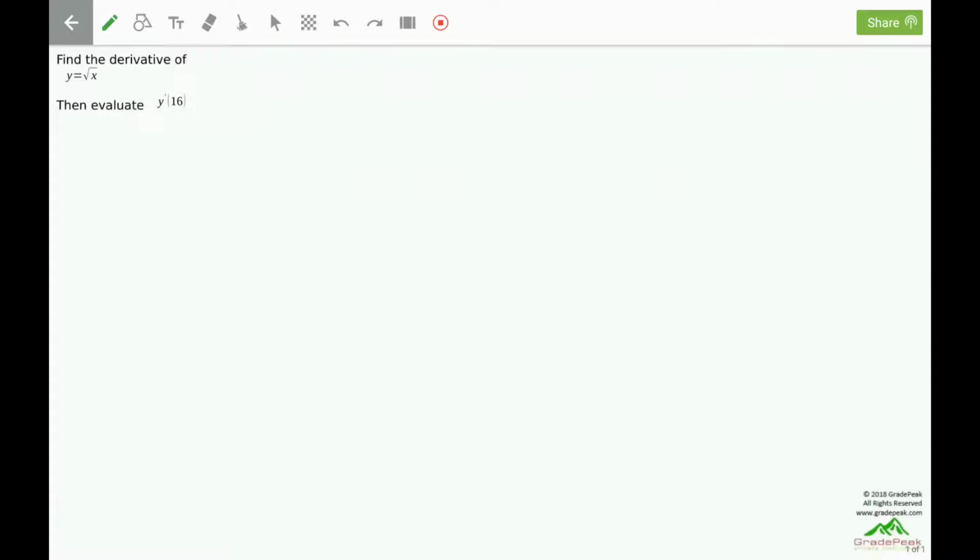Find the derivative of y equals the square root of x, then evaluate y prime of 16. So y is a function that's under a root. A root can be written as an exponent by using a fraction. This is the square root.